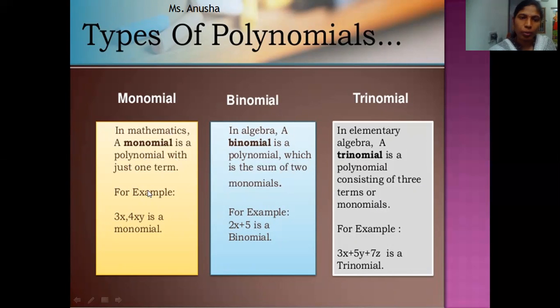Okay, see here, for monomial an example is just 3x. 3x is a monomial, and 4xy is also a monomial. 3x is a separate monomial and 4xy is a separate monomial example. For binomial, an example is 2x plus 5, a binomial expression. Here it consists of two terms: 2x is one term and 5 is one term. So total two terms. For trinomial, 3x plus 5y plus 7z is an example. Here it consists of three terms. So it's a trinomial expression.